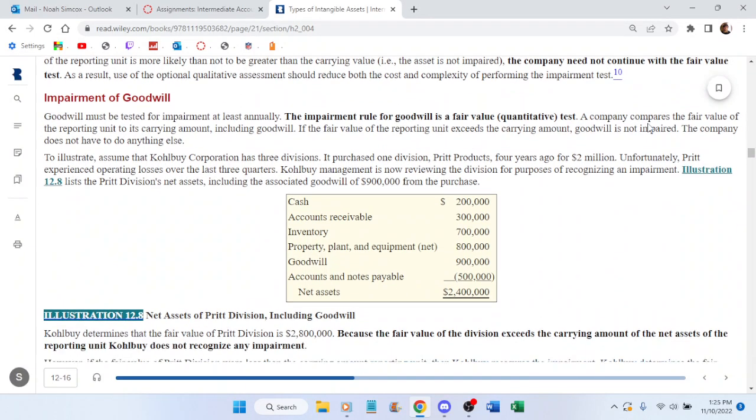Illustrates. Colby Corporation has 3 divisions. It purchased one division, Print Products, 4 years ago for $2 million. Unfortunately, Print experienced operating losses over the last 3 quarters. Colby management is now reviewing the division for purposes of recognizing an impairment. Illustration lists the Print division's net assets, including the associated goodwill of $900,000.